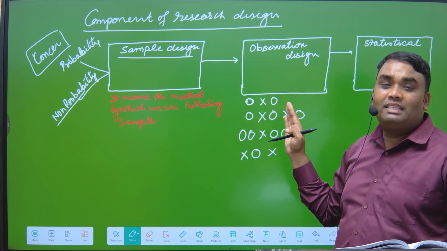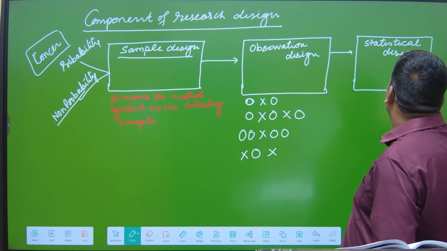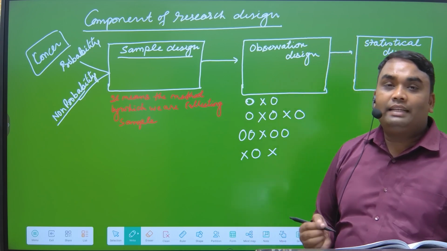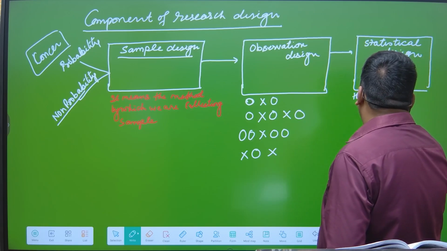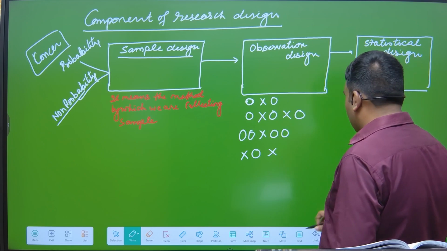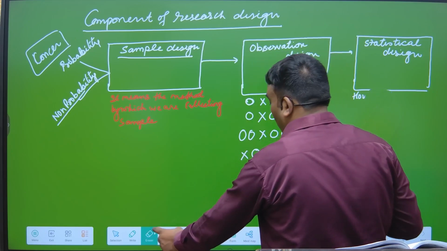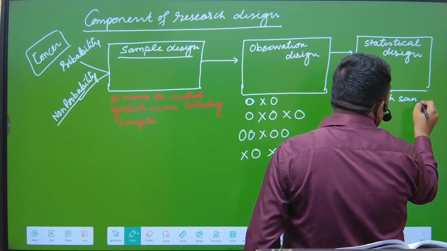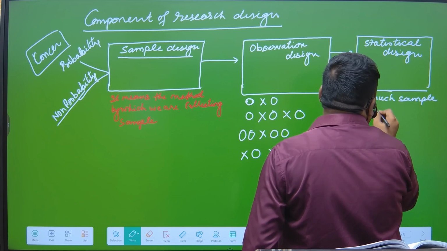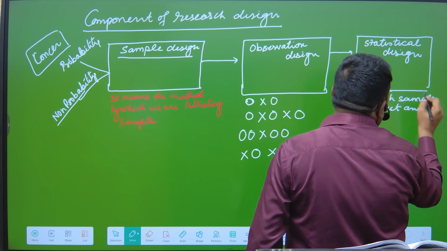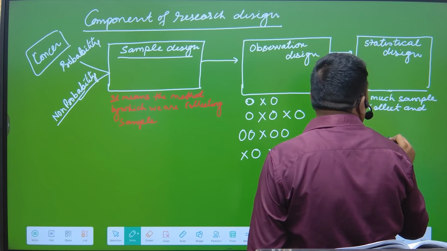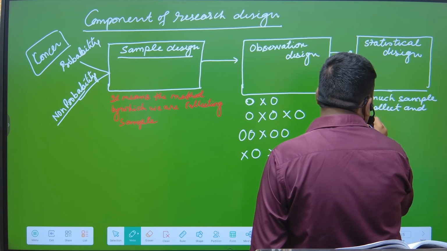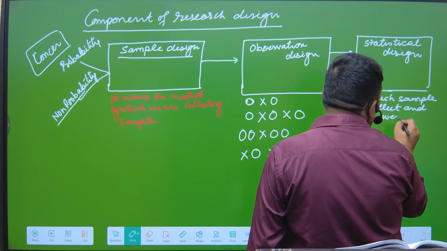Then we will collect the statistics, or means data. So that is basically statistical design. Statistical design means how many items are observed and data are collected. It means how many samples are collected and how much data were observed.